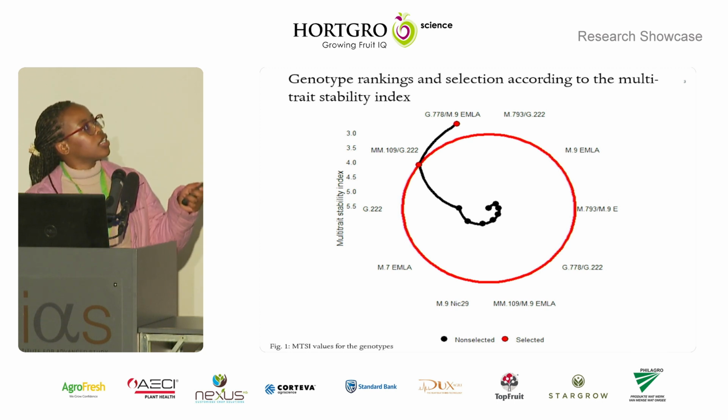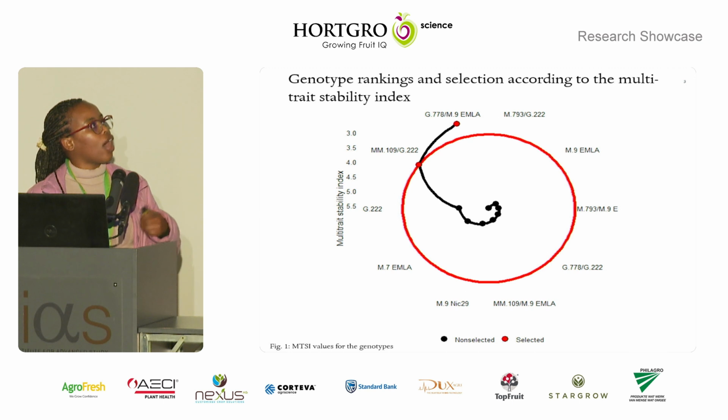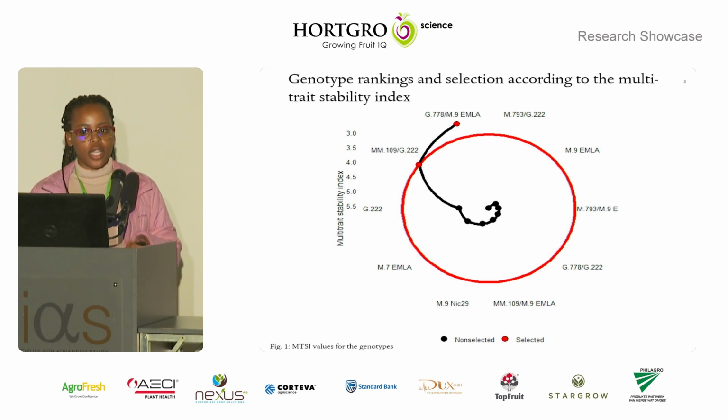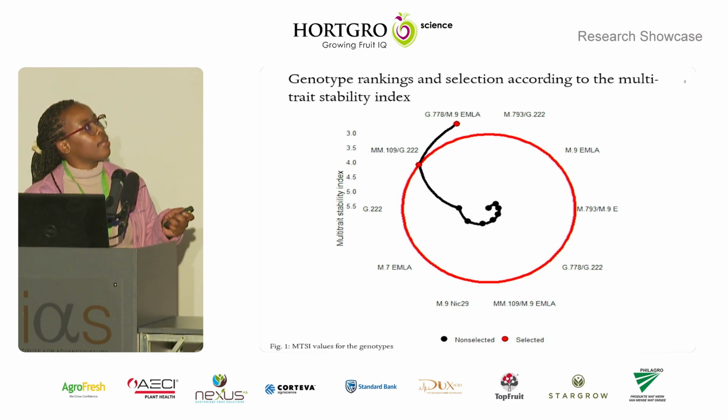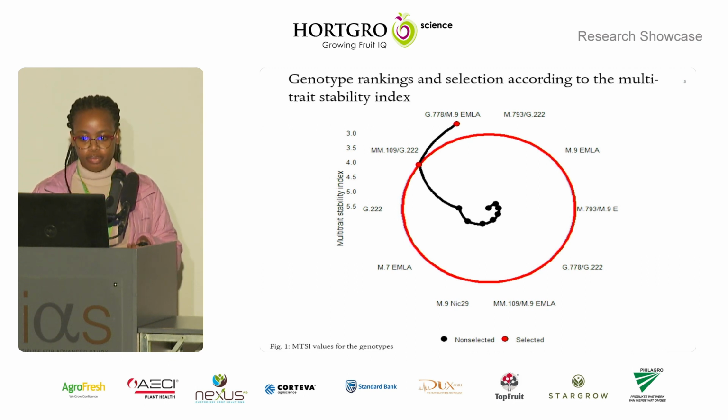These values increase from the outside to the inside of the circle. The red line represents a cutoff. Genotypes that are selected are those with a lower value and are outside the cutoff point. The genotypes, or rootstocks, which were selected were G778 with M9 EMLA as the interstem, as well as MM109 222 by this index. The least stable and least productive genotypes were M793, which had the highest MTSI value, as well as M9 EMLA.